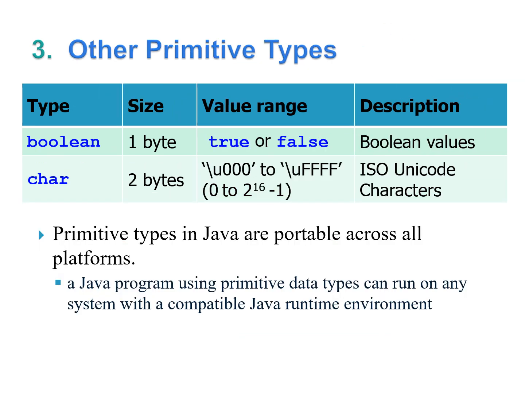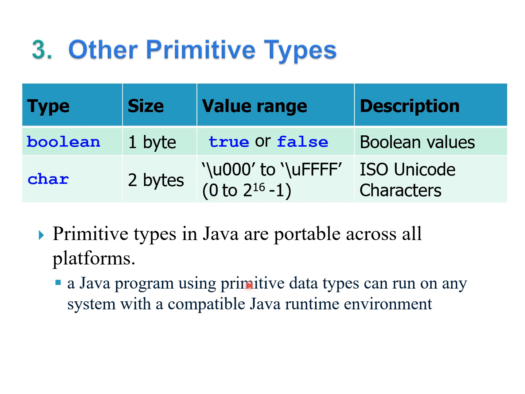There are also two other primitive types, namely boolean and char. The boolean type has a size of 1 byte and can hold only two values, true or false. These values are called boolean values. The type char has a size of 2 bytes and can hold any ISO Unicode character as a value. The Unicode characters can be represented by escape sequences, which start with \u.